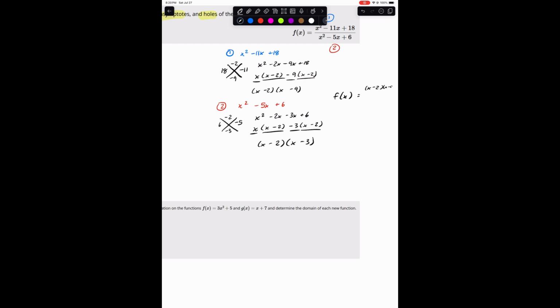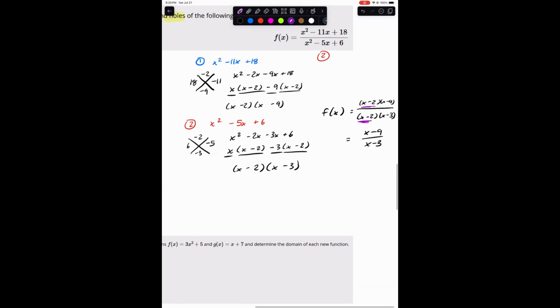(x minus 2)(x minus 9) over (x minus 2)(x minus 3), which just simplifies down to (x minus 9) over (x minus 3), but I do need to not forget about this restriction. This restriction leads to a hole, because it's on both top and bottom. My x value is 2, where x is 2.